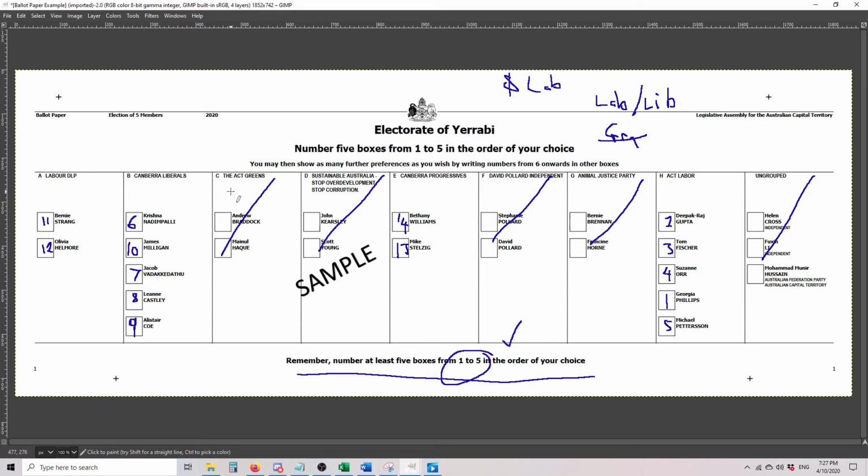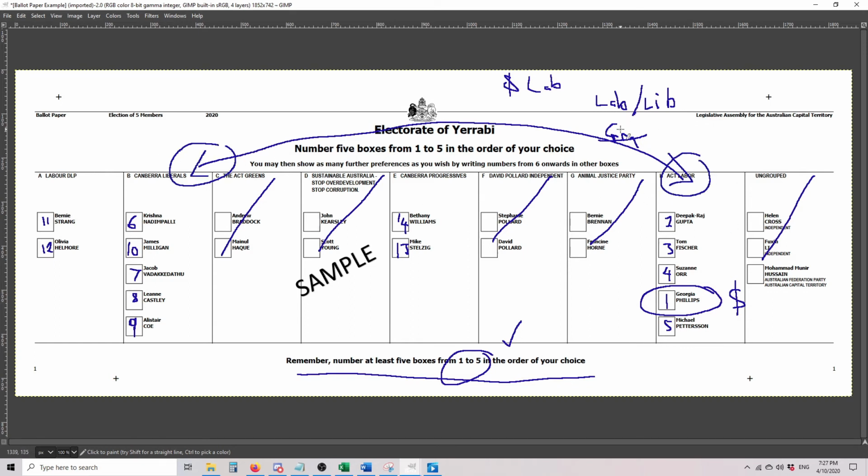So that's the other example we've gone through. But the important thing to note here, of course, is that first we've got our dollars to ACT Labor in this case, and then the contest is between the Libs and the Labor, and we've picked one or the other of those. Okay, so pick your dollars, and then figure out what the contest is, and pick between the two parties that you think are most likely to win that contest.